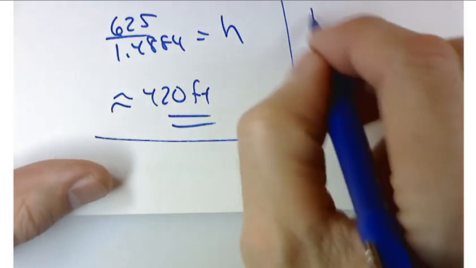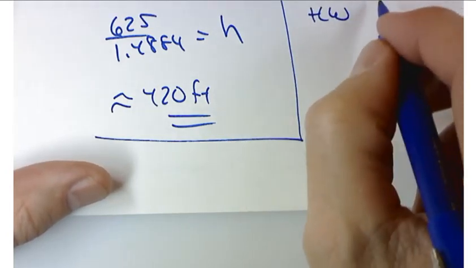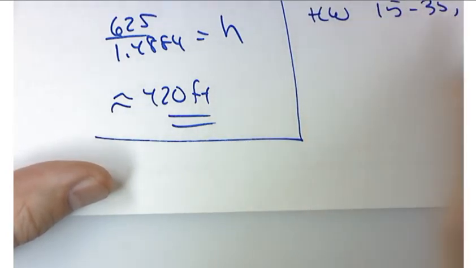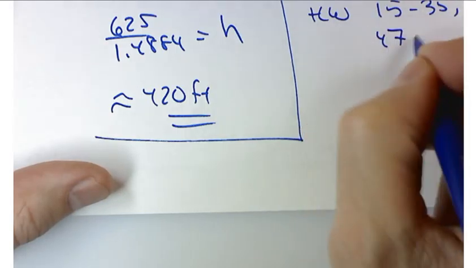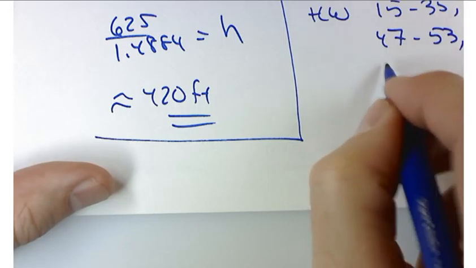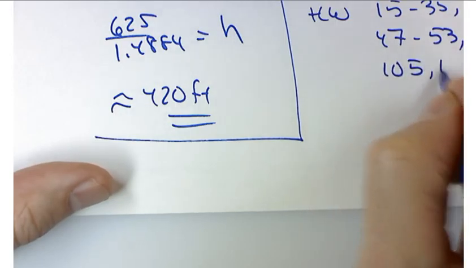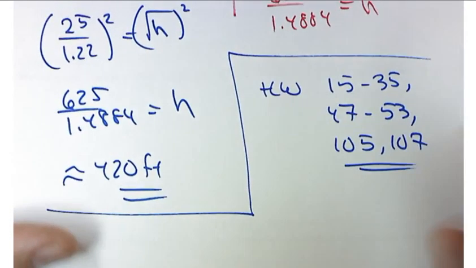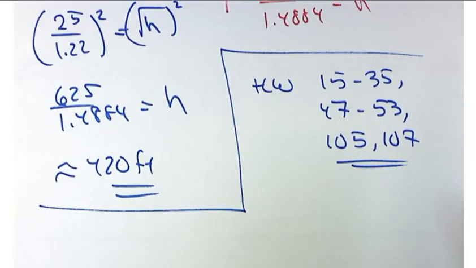For homework, this is section 9.5. Try 15 through 35, 47 through 53, and then a couple bonus problems, 105 and 107. So I would look at these. These are the kinds that we just did.